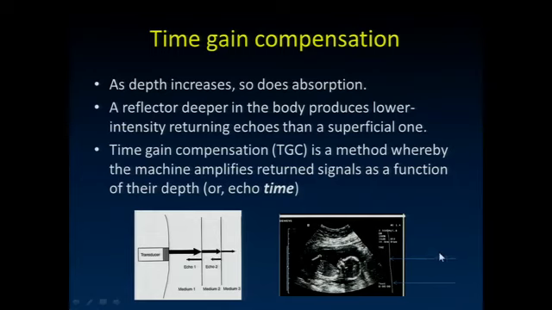So we do what we call time gain compensation, those sliders that you have on the side of your machine. And basically what that's saying is, I want you to electronically increase or amplify the signal as a function of depth. So that if we were looking at uniform interfaces, kind of equally spaced at different depths in the tissues, they would appear to be the same, rather than getting fainter and fainter as we went deeper with depth.